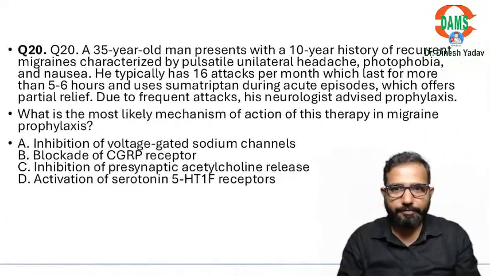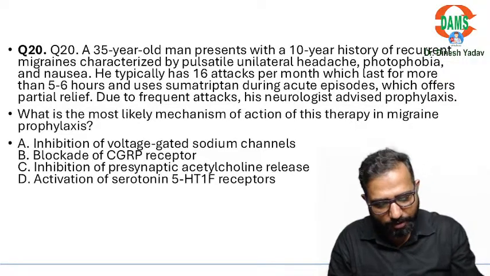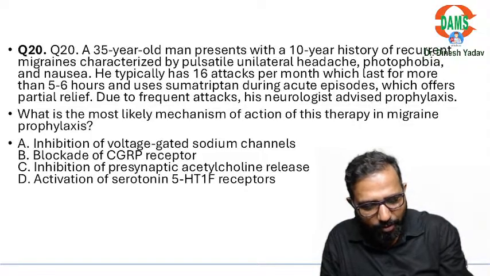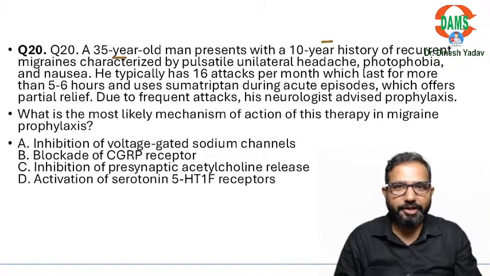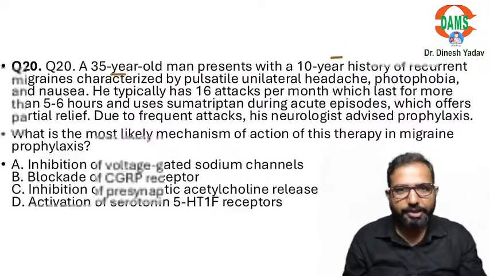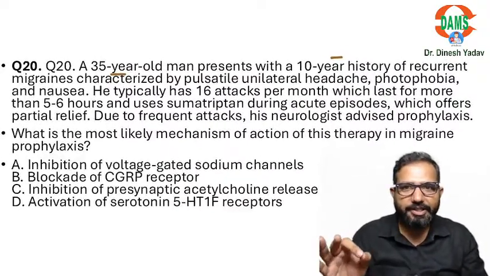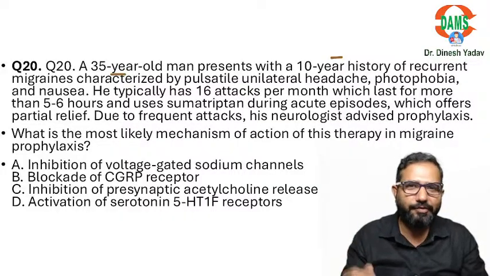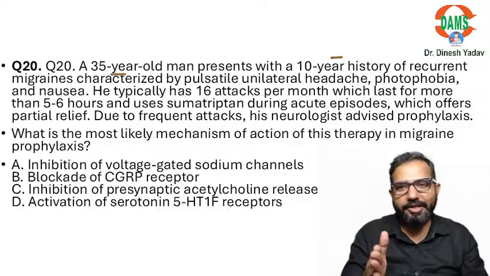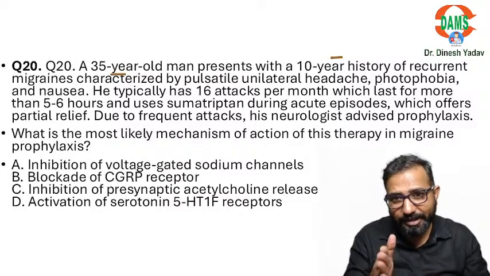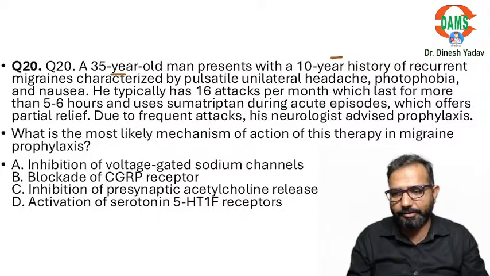this question now. Last question, a simple question. A 35-year-old man presents with a 10-year history of recurrent, just a lengthy question but a very simple question, history of recurrent migraine characterized by pulsatile unilateral headache, photophobia, nausea. So basically it is giving the history of migraine. He typically has 16 attacks.